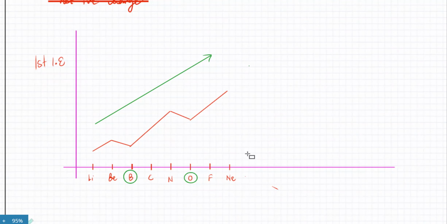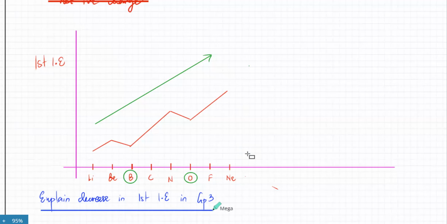We need to give an explanation. So this is something that is very frequently going to come in your exam. So explain the decrease in first ionization energy at group 3. In group 3. So why is there a dip? So let's talk about that.